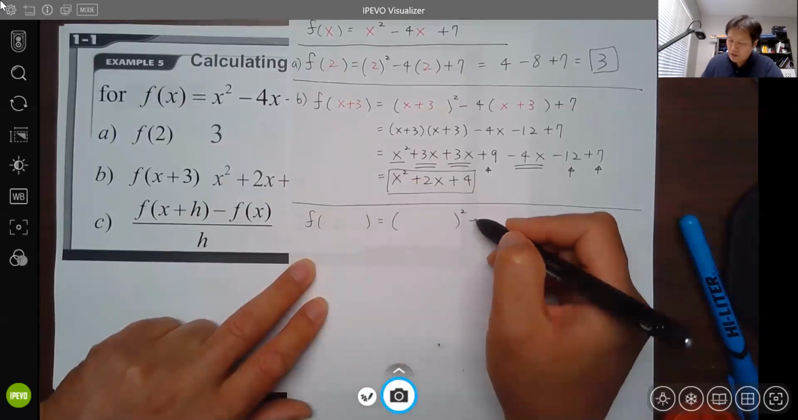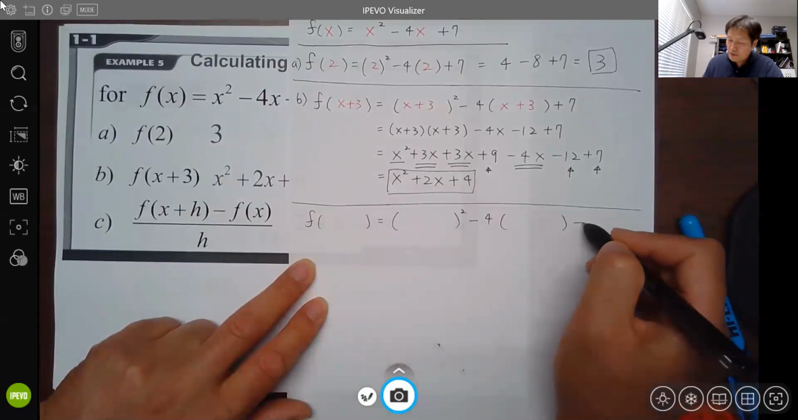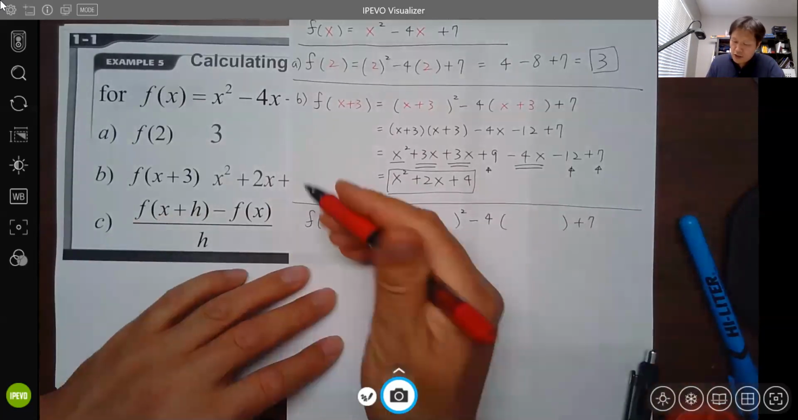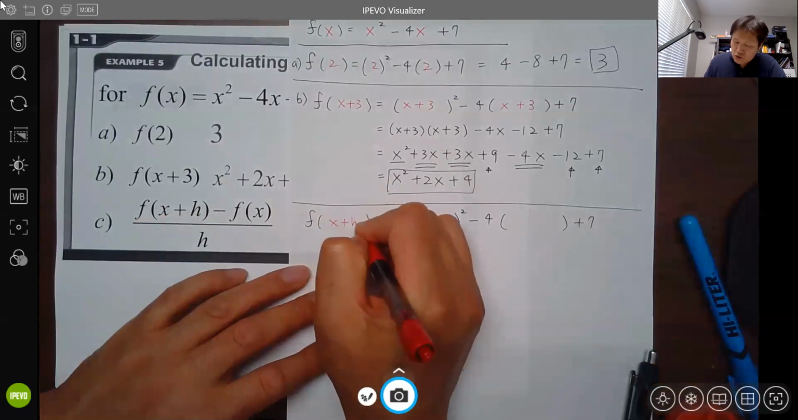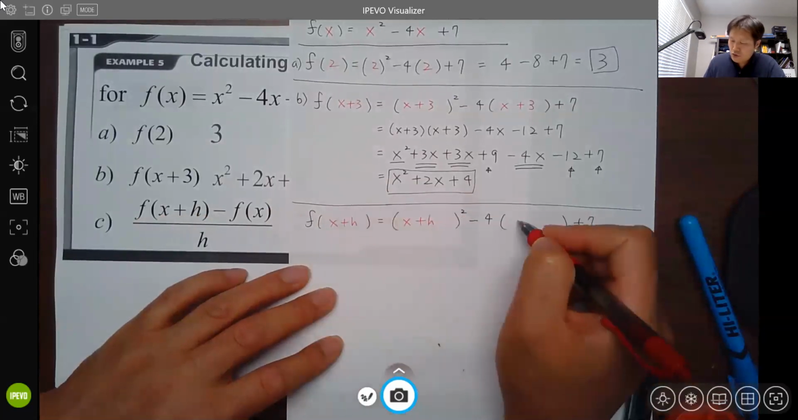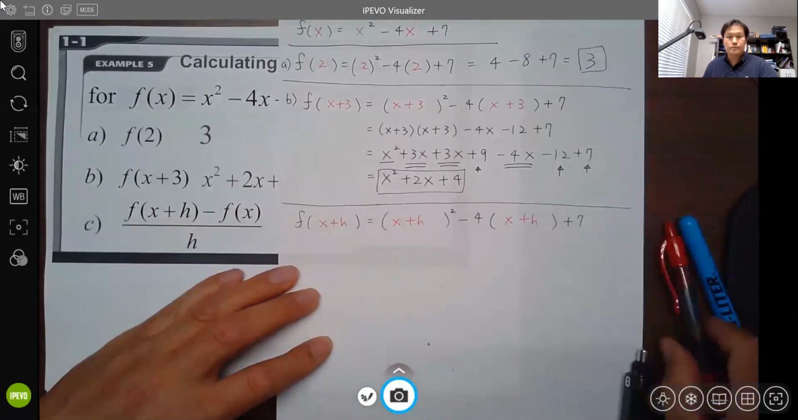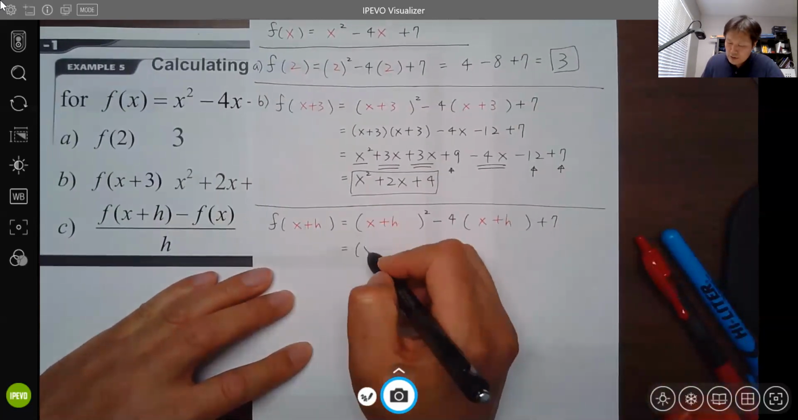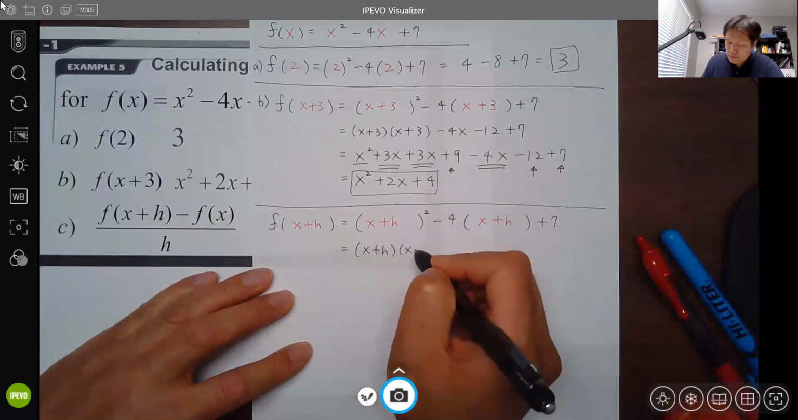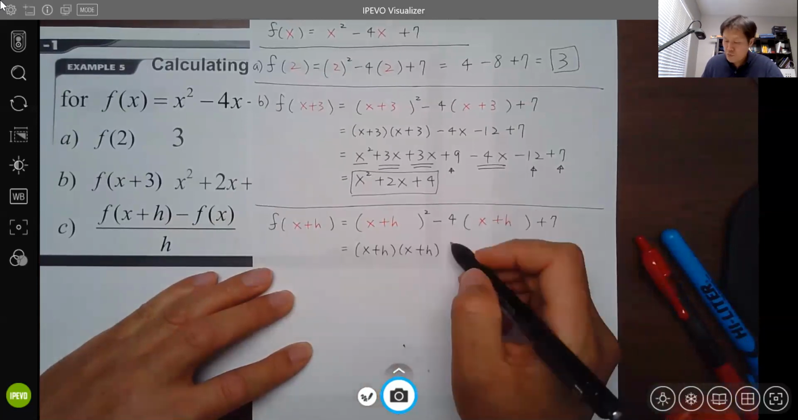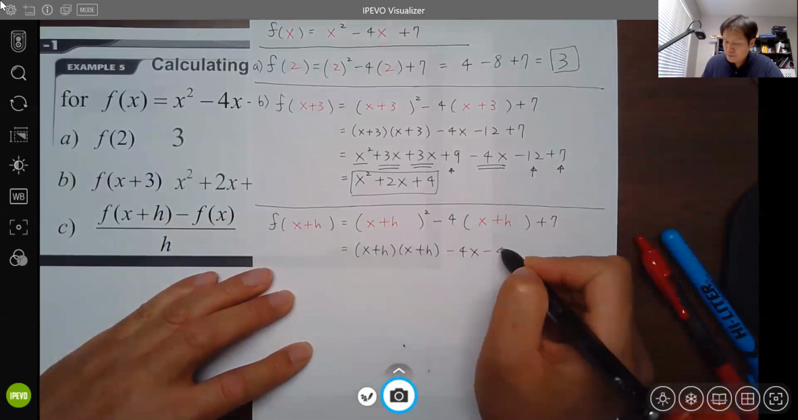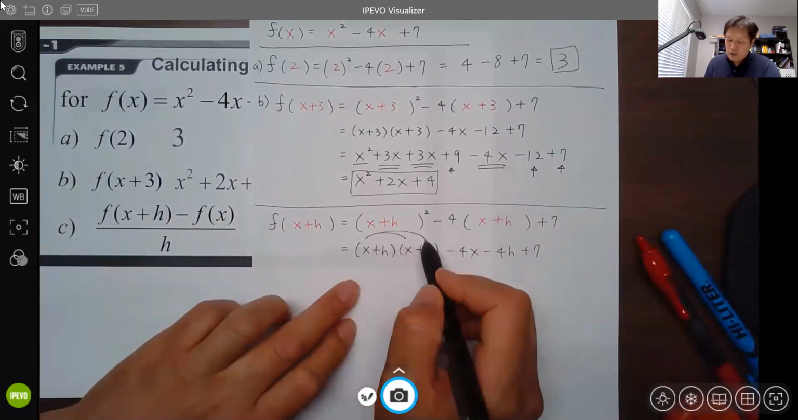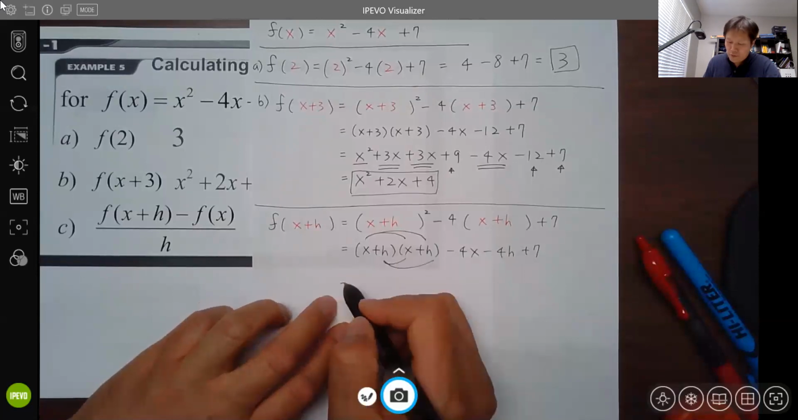Parenthesis squared minus 4 parenthesis plus 7. I need to get f of x plus h, so x plus h, x plus h. The work is exactly the same: x plus h twice, and distribute minus 4. So FOIL it. Multiply here. You have to FOIL it.